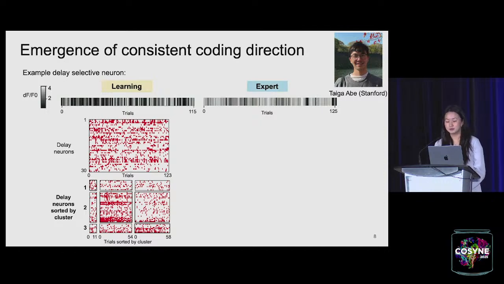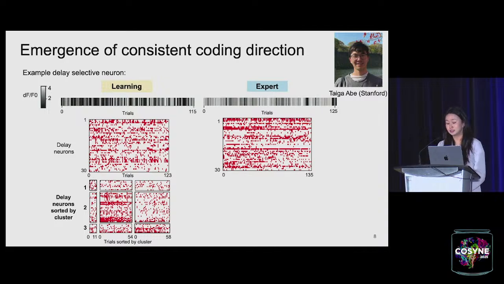To help you visualize this better, I'm showing you the same data, but sorted the neurons and trials by their topic model cluster assignment. So you can see now that there are 3 clusters and neurons are active in the different clusters. And by contrast, in the expert stage, the activity becomes more consistent on every trial. These delay neurons form the choice coding direction. The fact that we can find this clustering structure initially suggests these clusters gave rise to multiple inconsistent coding directions. Then they become a single consistent direction over learning.